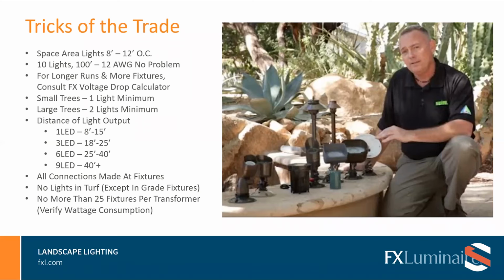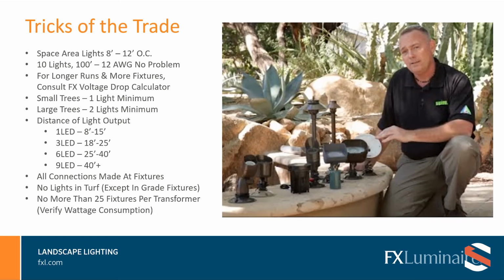Area lights. When I want to space my lights down a driveway or down a pathway, how many do I put on there? I want my spacing to be anywhere from 8 to 12 feet on center. If I can zigzag them, that's awesome. Wire runs, 10 lights, I do 100 feet with 12 gauge wire, no problem. For longer runs or more fixtures, I want to consult my voltage drop calculator just to see if I need to upsize my wire or maybe do a second run. Again, online, voltage drop calculator from FX, free, go check that, consult that, okay?